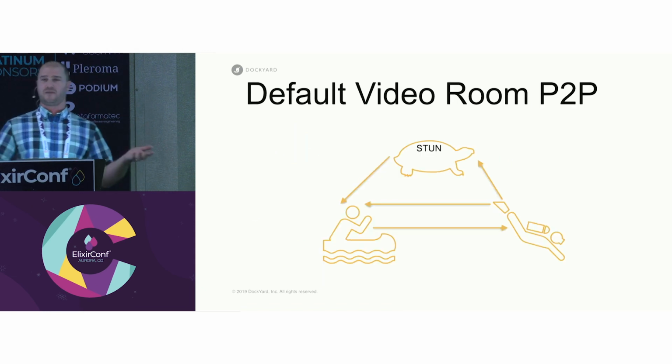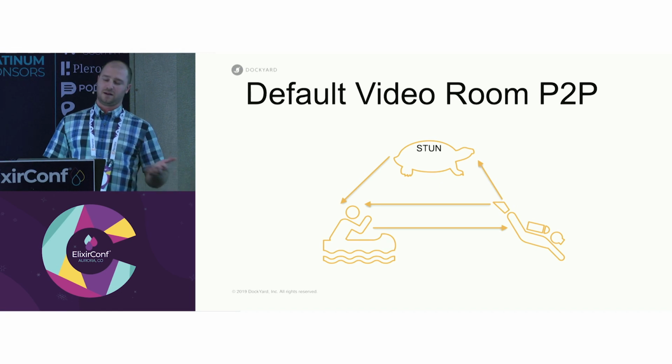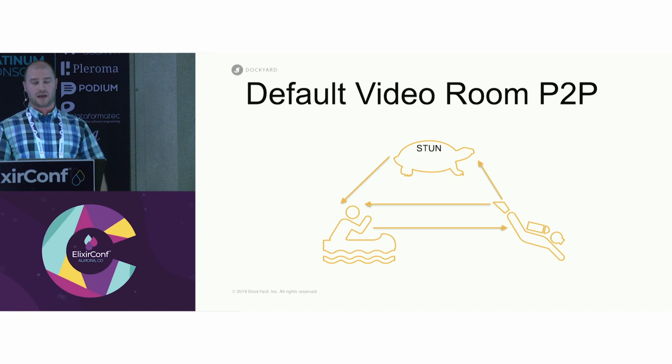And then by default, it just uses STUN. So that's basically peer-to-peer. And you can use TURN and media relay, but that's kind of the default setup.